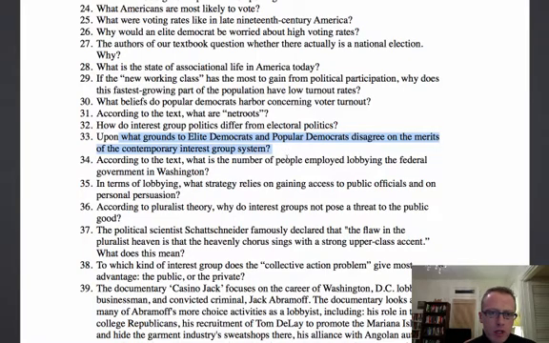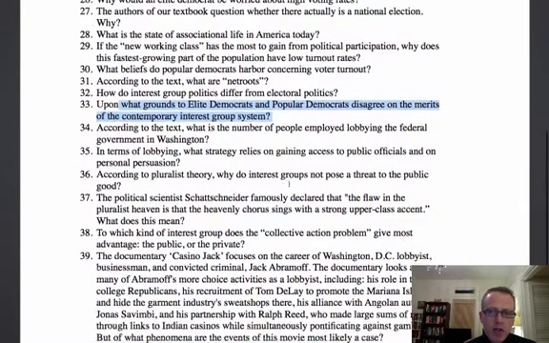Upon what grounds do elite Democrats and popular Democrats disagree on the merits of the contemporary interest group system? Well, elite Democrats have a view that, kind of like the free market system, it's the best way for specific interests and groups to continue to voice to government the needs of those specific groups.